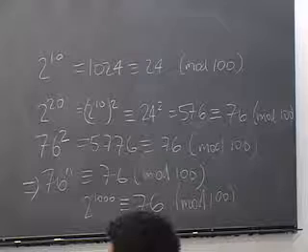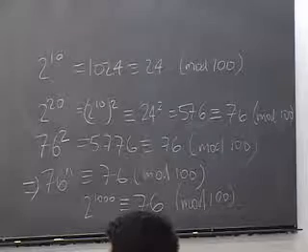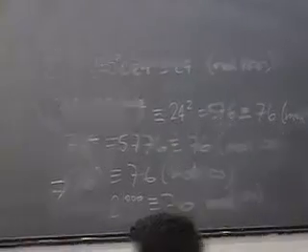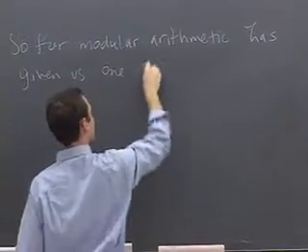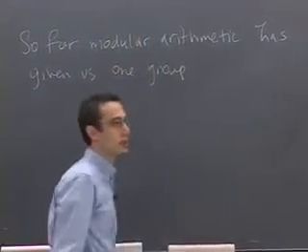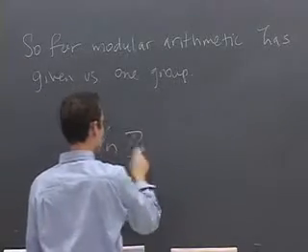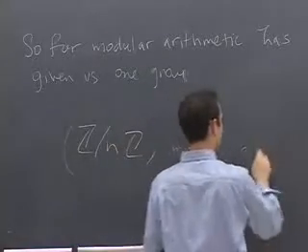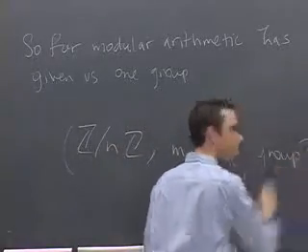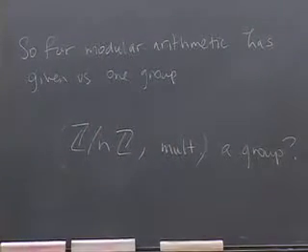So far, modular arithmetic has given us one group. Is Z mod nZ with the multiplication a group? Somebody? Yeah, somebody go ahead.